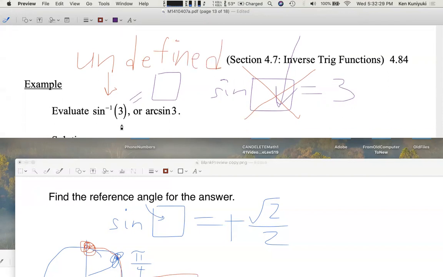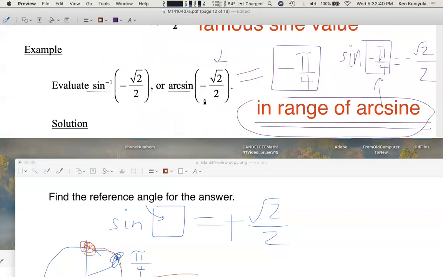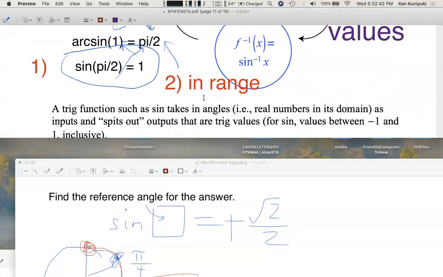Because 3, guess what, is not a sine value to begin with. In a way, that's the very first step. Ask yourself, is 3 even a legitimate sine value? It's not. It's not a sine value. Remember in the loop-to-loop picture that we had way up here, okay?